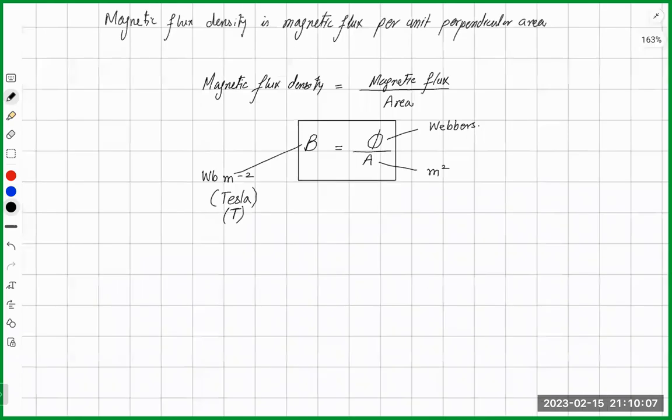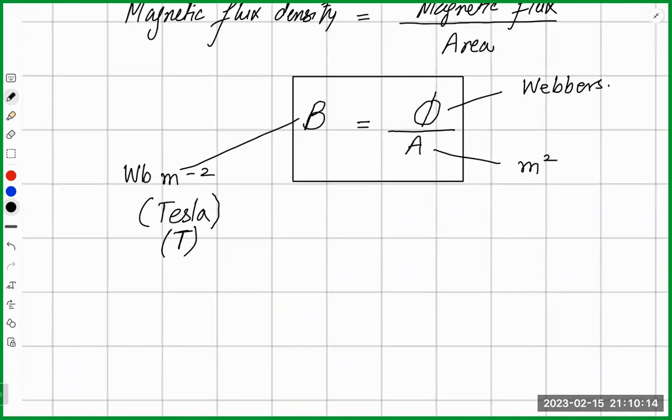So magnetic flux density is magnetic flux per unit area. The unit for magnetic flux will be Webers. Magnetic flux density will be Weber per meter square, which is also Tesla.